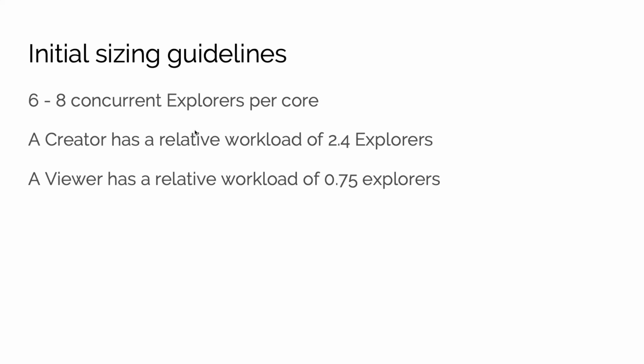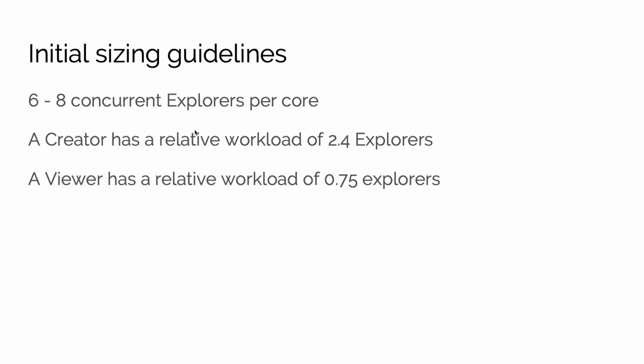So once you've calculated how many concurrent users you're going to have, and what the correction is for the mix of your Creators, Explorers, and Viewers, you can use that to work out how many cores you might need. So you might say, for example, okay, I need 16 cores in my solution, or I need 32 cores in my solution.